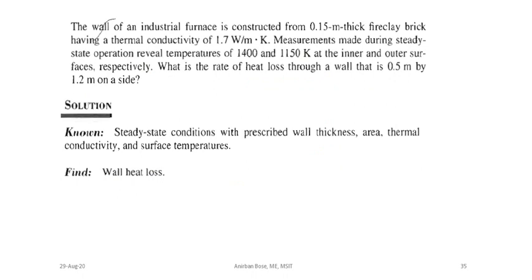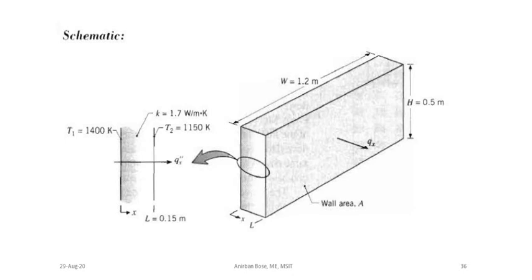The wall thickness and the temperatures are given. Thermal conductivity, the property, is also given, and you have to find out the wall heat loss. Now look at the schematic. If the schematic is very good, it will itself tell you the whole story of the problem. Here you see the furnace wall, maybe on one side the fire side, and here maybe the atmospheric side.